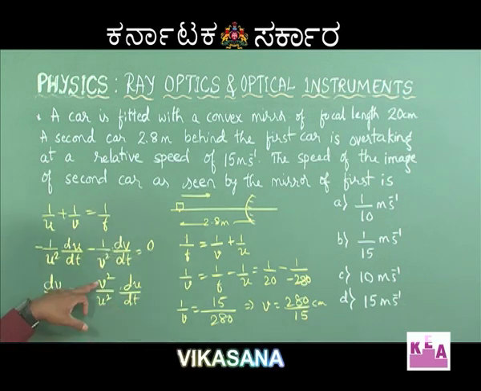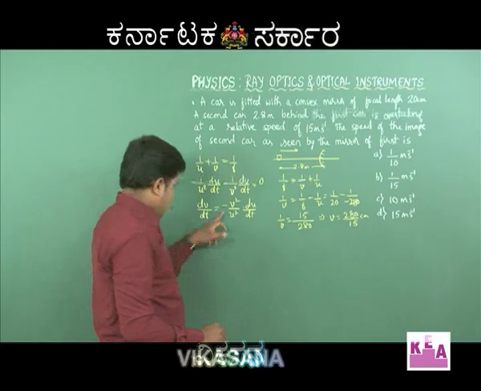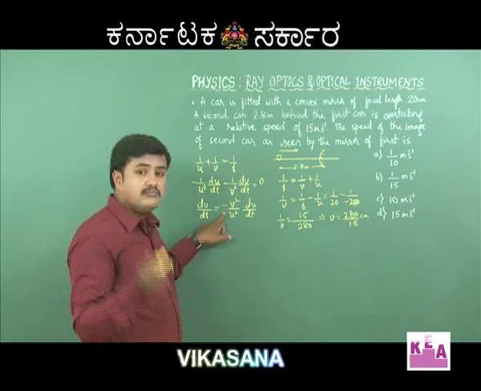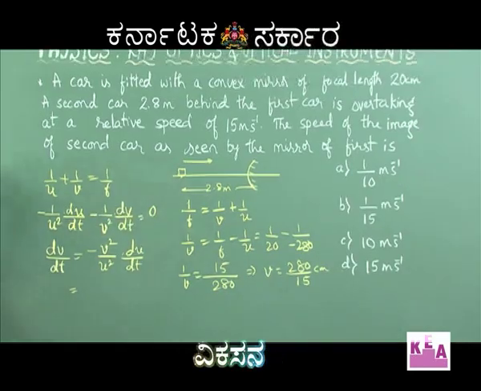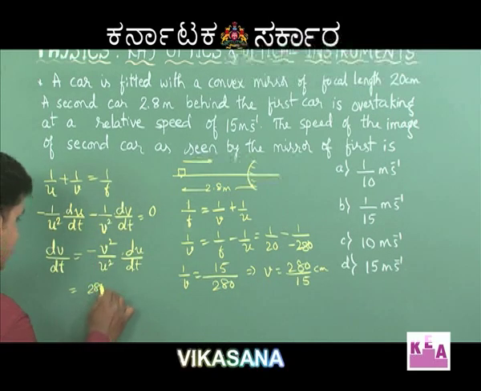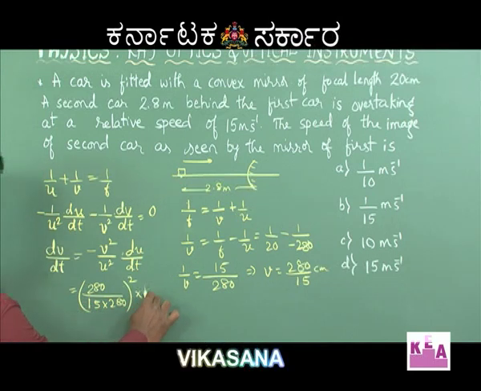Now substitute for v here, u is known to be 280 centimeter, du by dt is 15 meter per second. That is the end of the problem. So let me simplify this. The negative sign indicates the direction of velocity. If you want speed, you can ignore that negative sign, that is not a big deal. So this is v by u whole square, v is 280 by 15 divided by 280, whole square. I hope you understood this, into du by dt, which is 15.